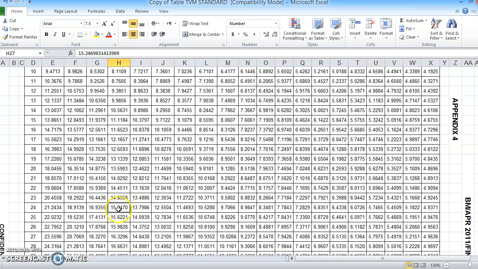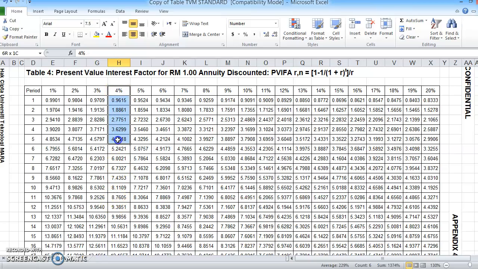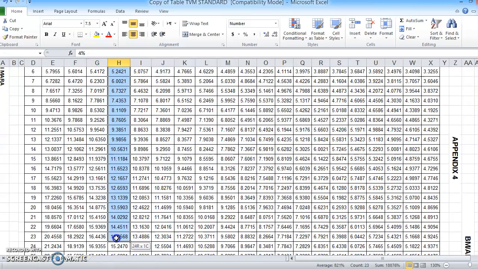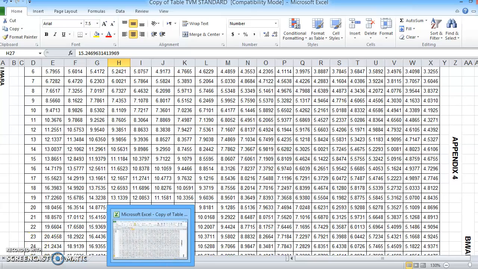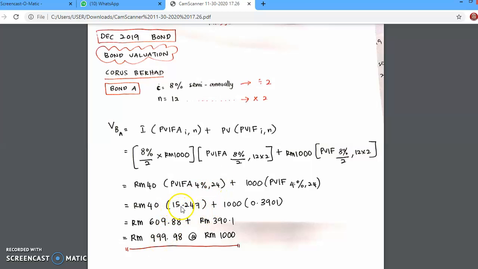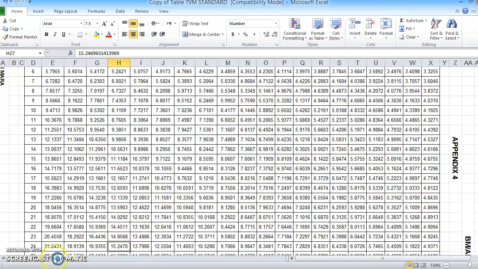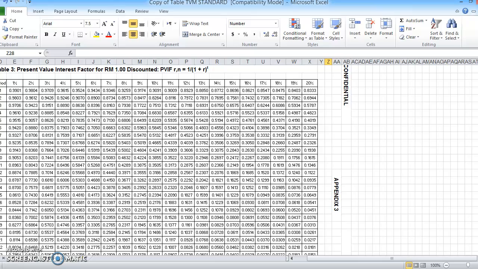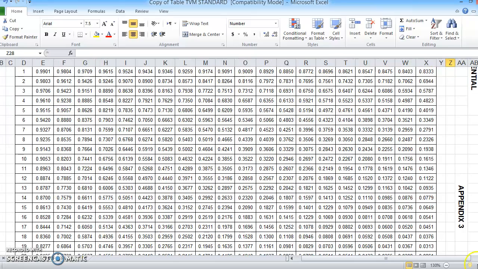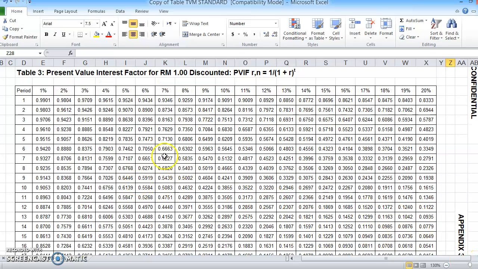Okay, and over here kita dapat untuk 4%. Okay, untuk 4% 24, you get this number. 15.2470, right? So that's why in the calculations, dekat sini kita akan guna 15.2470. And then plus 1,000, PVIF 4% 24. Again, you have to refer the schedule. So find the schedule for PVIF in your textbooks or at the back of the previous semester final exam questions also available.